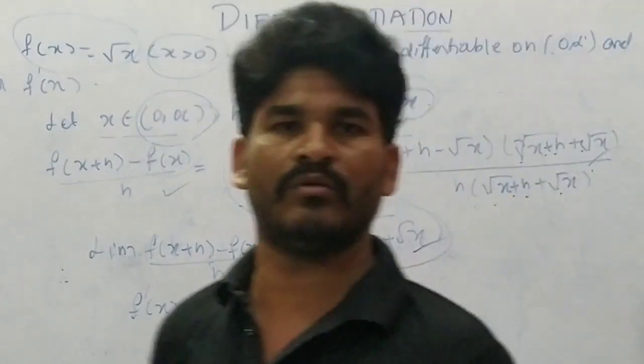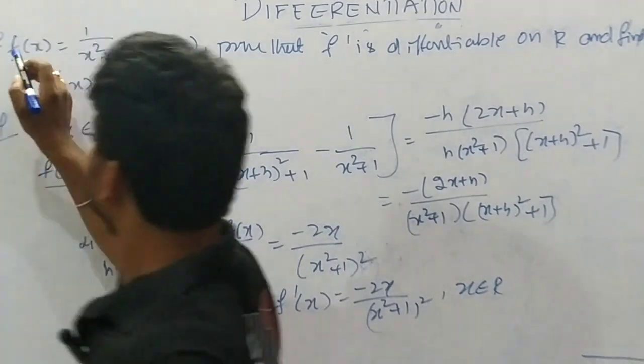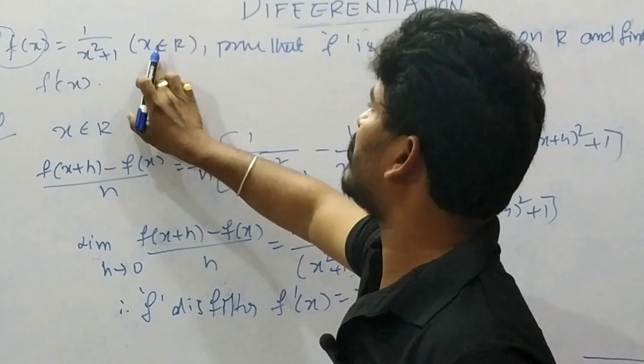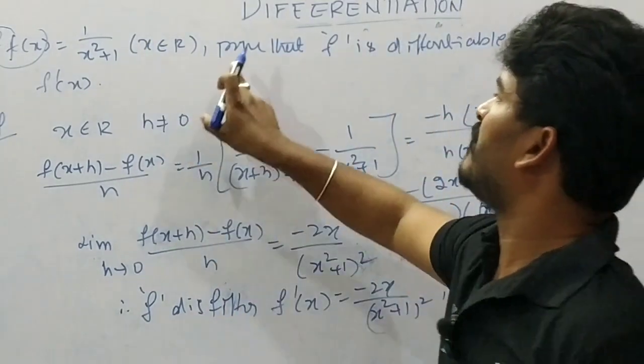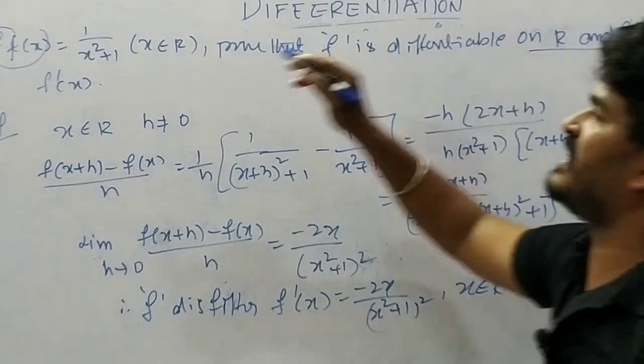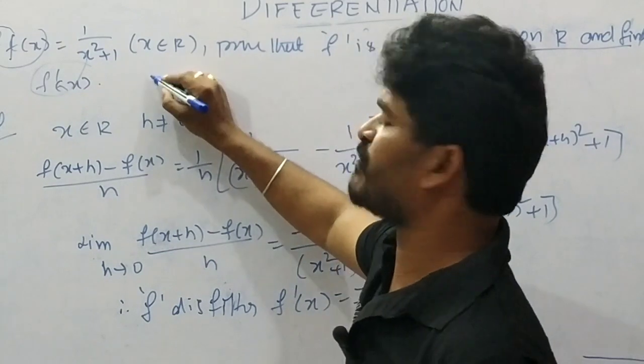We will take one more example. The next problem is: if f of x equals 1 by x squared plus 1, x belongs to R, prove that f is differentiable on R and find f dash of x. What is the basic value of f dash of x?